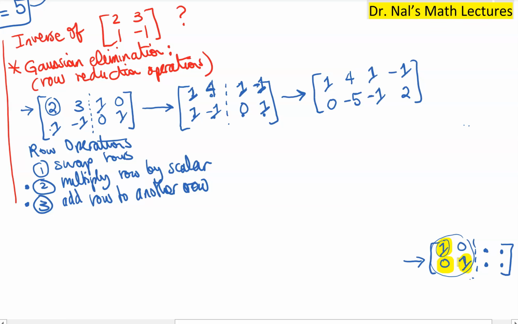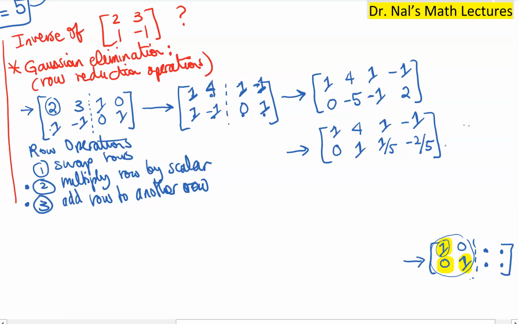To make that 1, I need to probably multiply the second row by -1/5. All right, so let's just do that. So multiplying the second row, the first row is intact. I have not done anything to the first row, but the second row is to be multiplied by -1/5. So that 0 times -1/5 is 0. -5 times -1/5 is a 1, which is perfect. -1 times -1/5 is 1/5. And 2 times -1/5 is 2 over 5. And there you go.